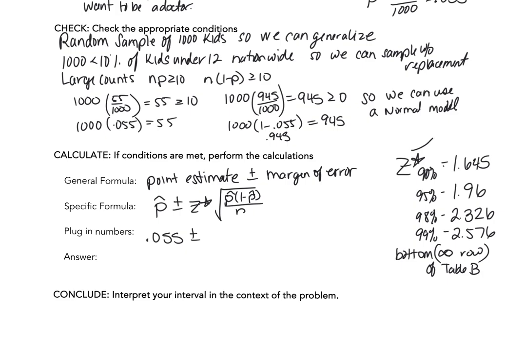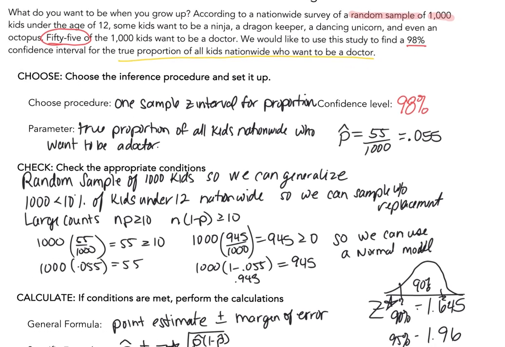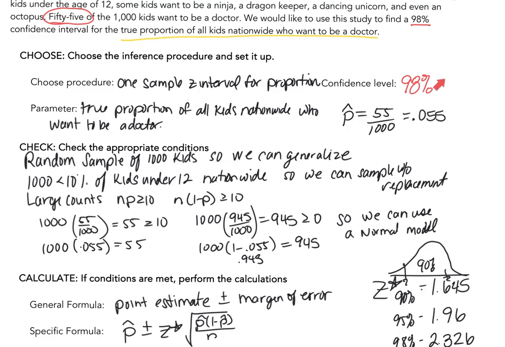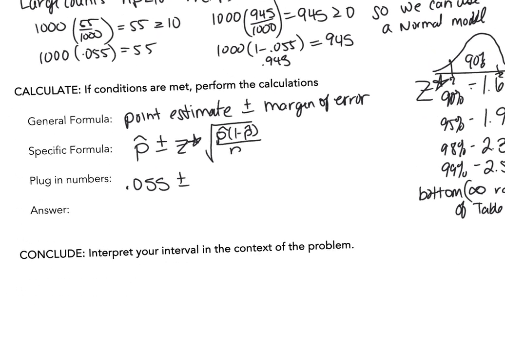And these represent, on the normal model, the z-scores that represent 90% in the middle, 95% in the middle, and so on. So the exact z-score for 95% is 1.96, which in the beginning of the year we said approximately 2 standard deviations contains 95% of the data. So my z-star, it's 98% confidence in the question, up here, 98% confidence. I'm going to be using 2.326.